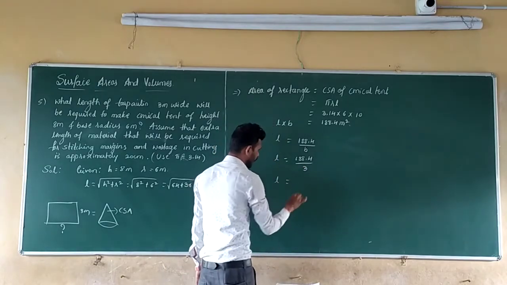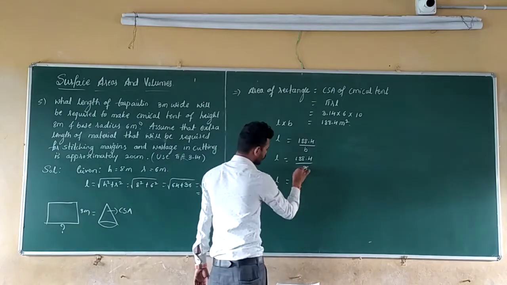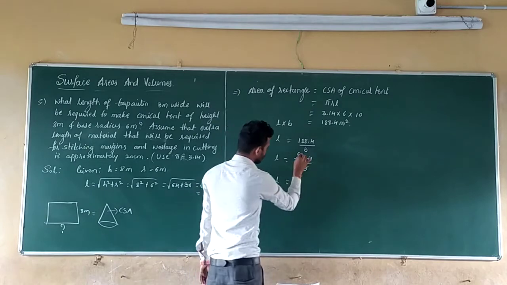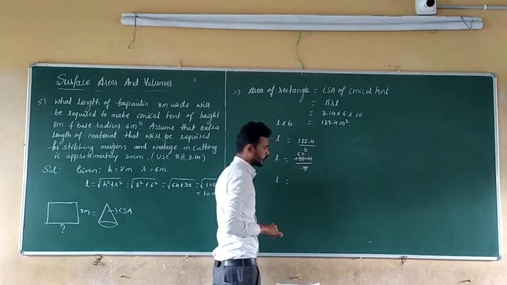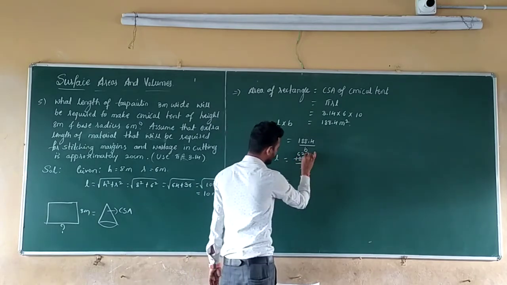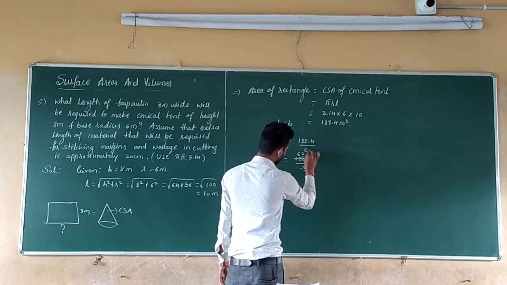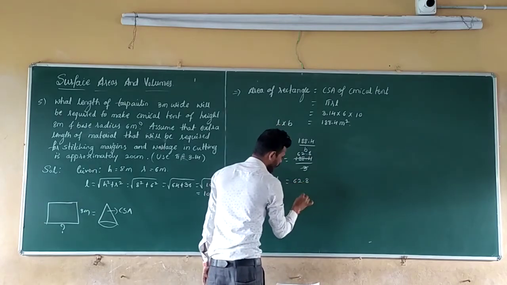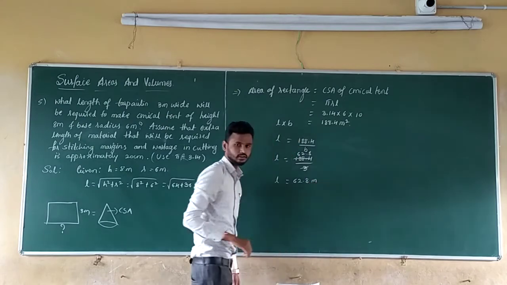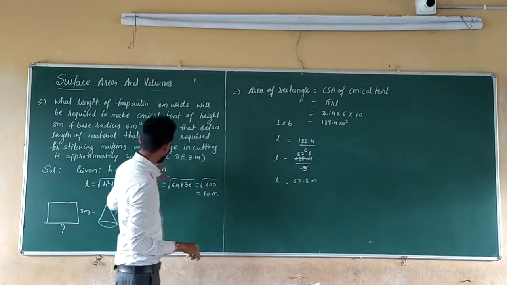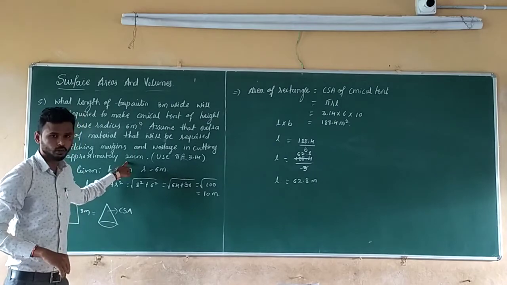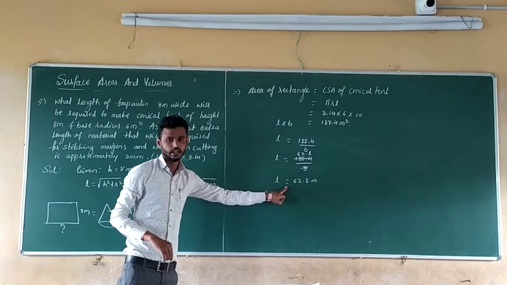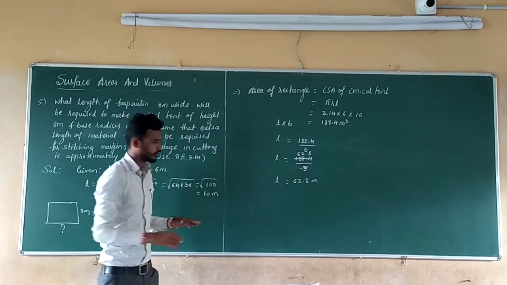So L equals 188.4 divided by 3. 3 ones are 3, 3 sixes are 18, 3 twos are 6, 2 remain, 24, so 3 eights are 24. That is 62.8 meter. Again, the wastage is given: 20 centimeter. Add this to L, and you will get the total length.